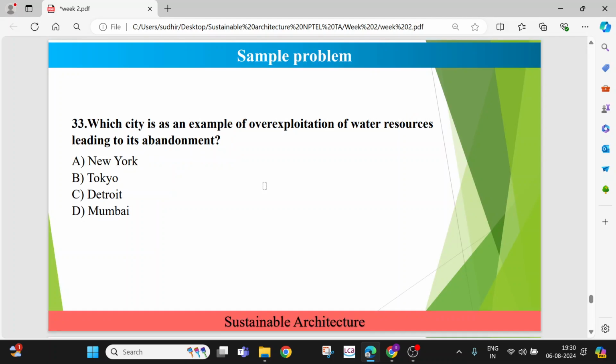This is question 33. Which city is an example of over exploitation of water resources leading to its abandonment? Option C, sir.